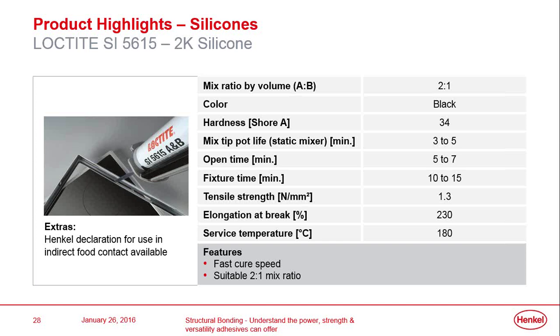And the silicone, as a last example, these are the materials that give you really high elongation to break. So you can see here over 200% elongation to break with a very high service temperature. Great if you're looking at applications with significant differential thermal expansion and contraction, large panel bonding, for example.